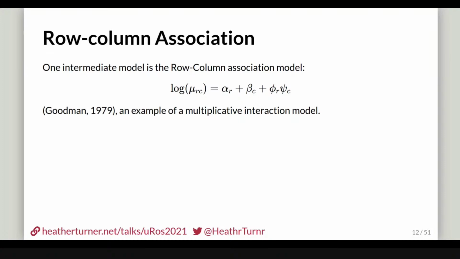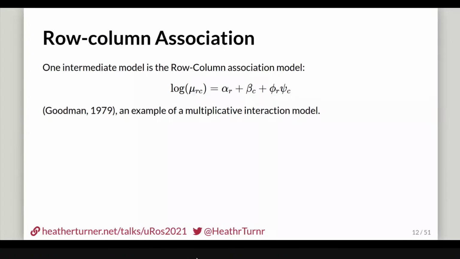So here, instead of an ordinary full interaction, we have a multiplicative interaction, which is a product of a row multiplier and a column multiplier. So we end up with fewer parameters because you just have one for each row and one for each column, rather than one for each cell.